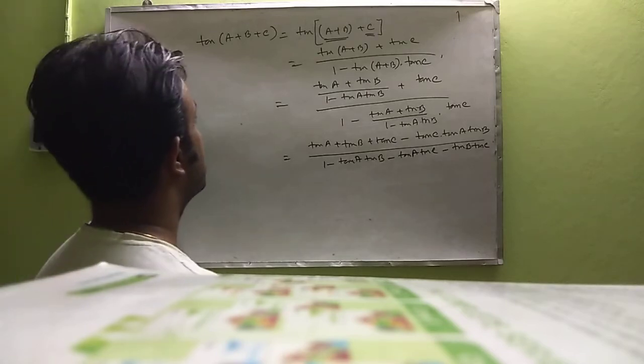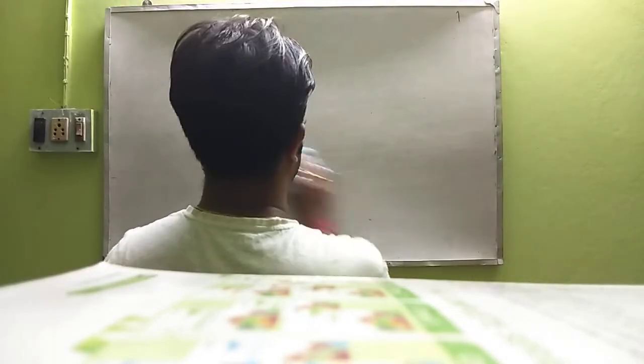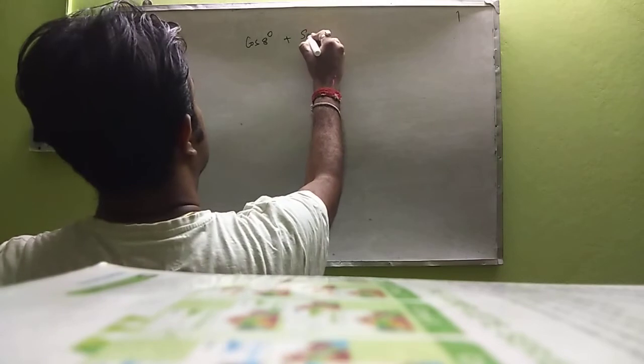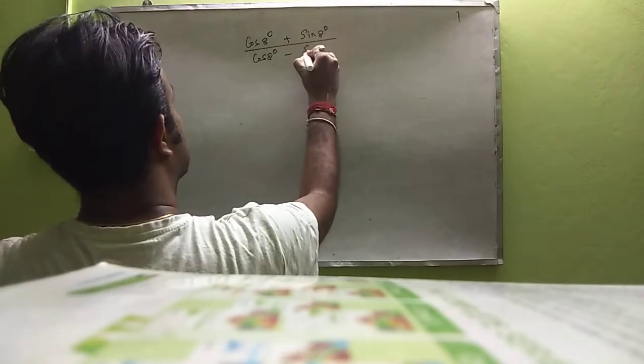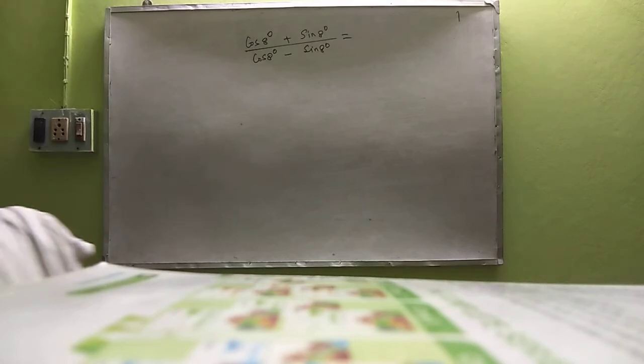Now we discuss some special types of sums, first: cos 8 degree plus sin 8 degree by cos 8 degree minus sin 8 degree is equal to cot 37 degree.